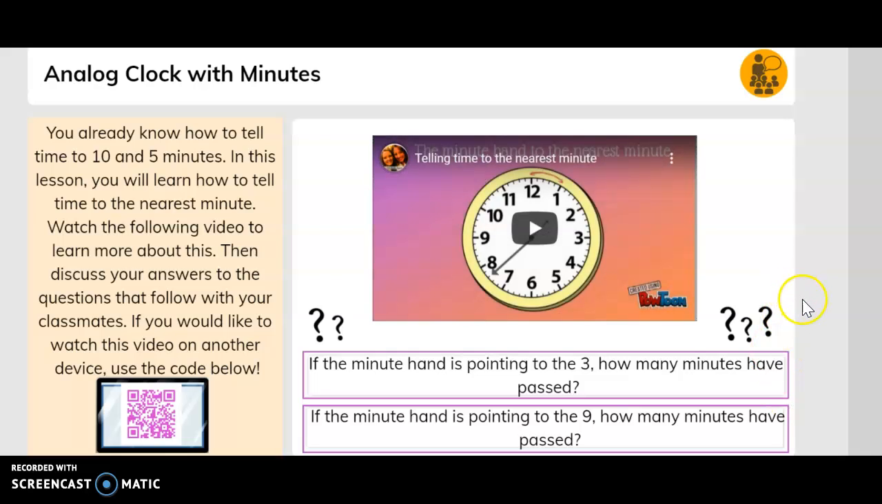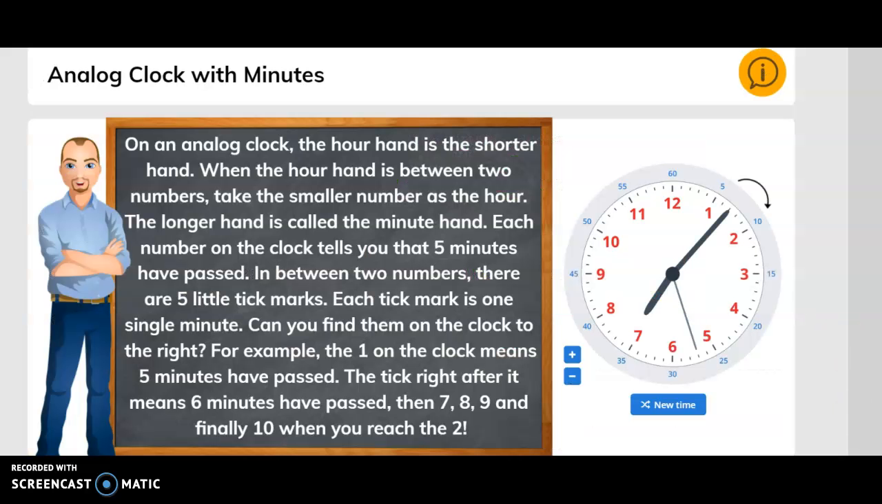If the minute hand is pointing to the 3, how many minutes have passed? If the minute hand is pointing to the 9, how many minutes have passed? On an analog clock, the hour hand is the shorter hand. When the hour hand is between two numbers, take the smaller number as the hour. The longer hand is called the minute hand. Each number on the clock tells you that 5 minutes have passed.